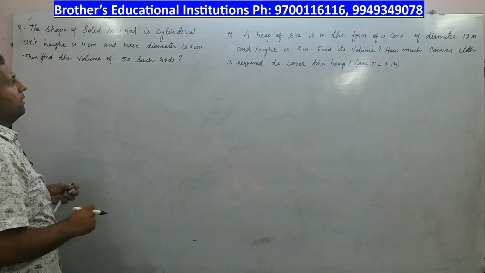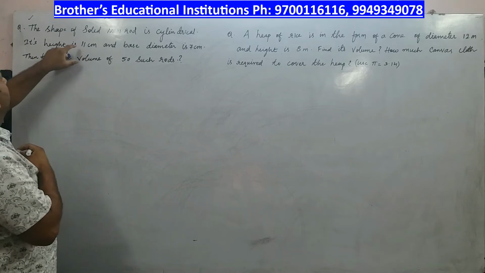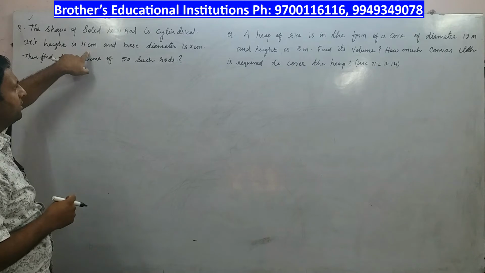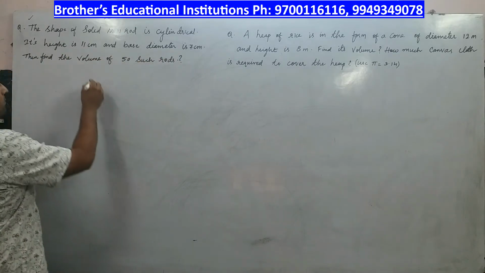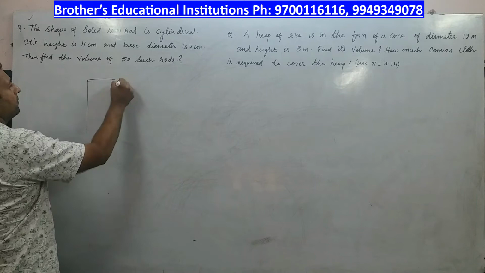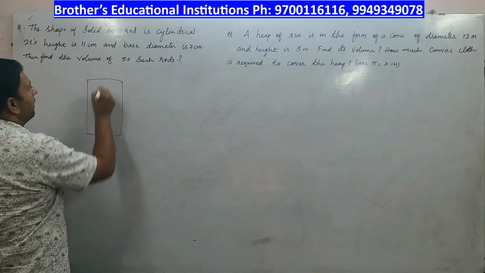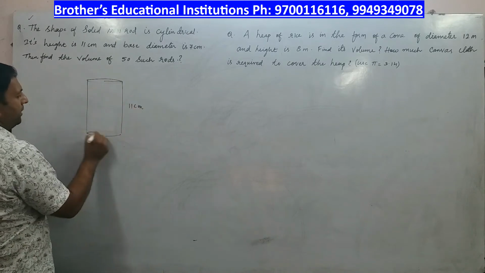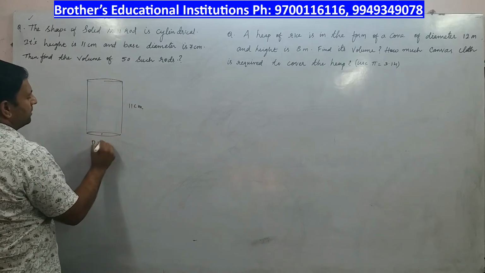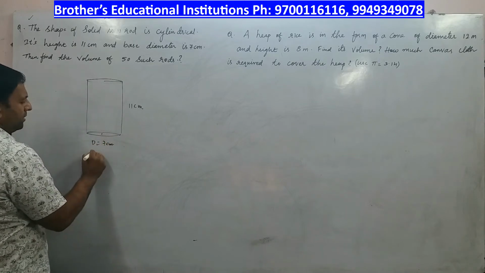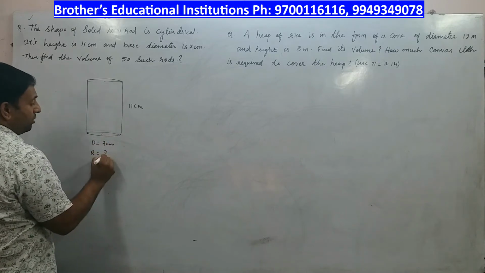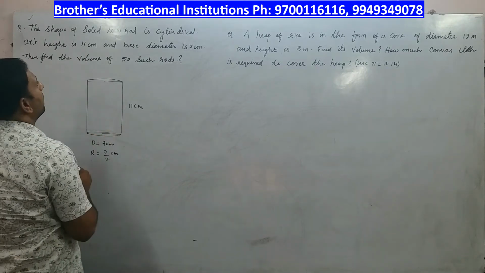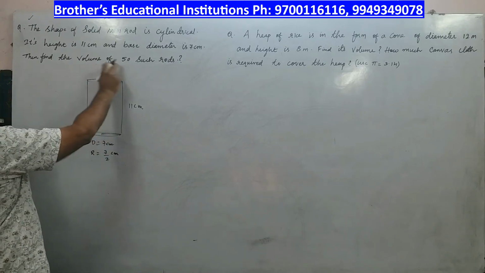Let me read the question for you. The shape of a solid iron rod is cylindrical. Its height is 11 centimeters and base diameter is 7 centimeters. Radius is equal to diameter by 2, so 7 by 2 centimeters is your radius. Next, find the volume of 50 such rods.